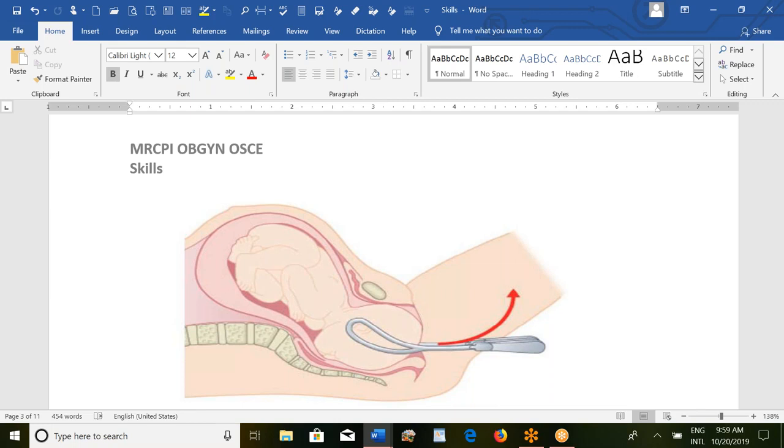First thing is the prerequisites. First, the patient's bladder should be empty, lithotomy position after taking informed consent, verbal consent. And the head should not be less than 1/5 palpable per abdomen. Membranes should be ruptured. Then the proper position of the sutures should be assessed. And there should not be excessive caput or molding.